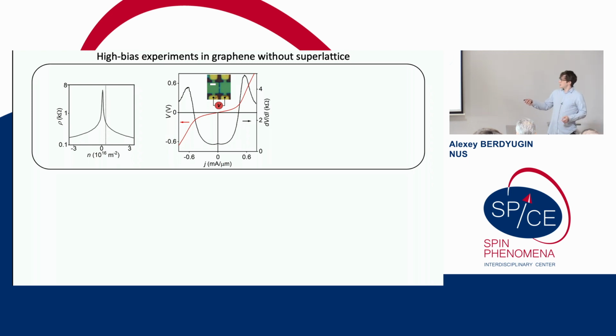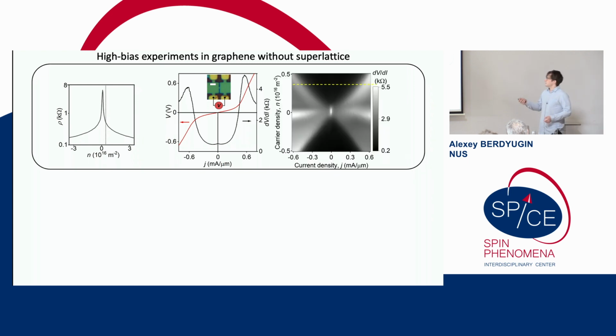And once we apply the current through this very narrow constriction, we see rather similar transition-type curves. We see the peaks in differential resistivity and a kind of transition in the IV curve. And if we measure this a little bit more systematically, we also see that those peaks in differential resistivity converge to the main neutrality point, just like we saw in graphene superlattices.